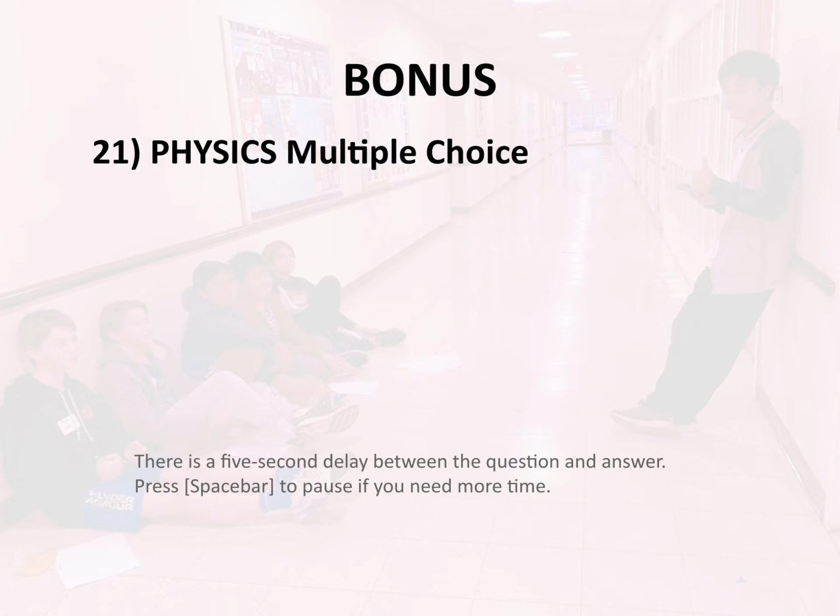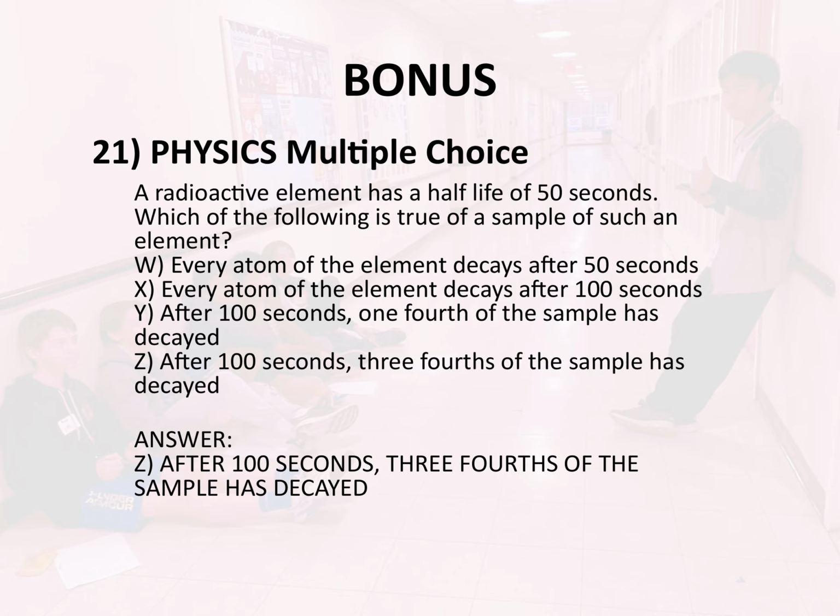W. Every atom of the element decays after 50 seconds. X. Every atom of the element decays after 100 seconds. Y. After 100 seconds, 1/4 of the sample has decayed. Z. After 100 seconds, 3/4 of the sample has decayed. Answer. Z. After 100 seconds, 3/4 of the sample has decayed.